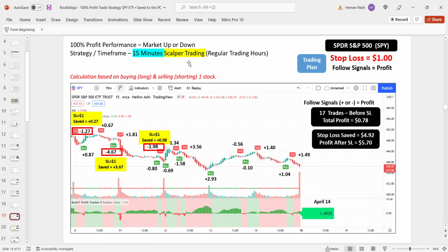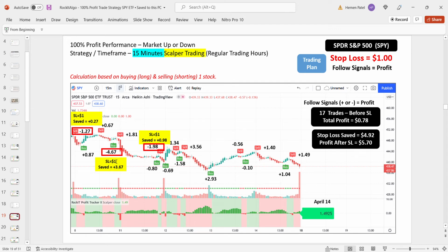Now here, 15-minute scalper. You can see 17 trades, 78 cents, and then the stop loss saved us 4.92, and that added to 78 cents, resulting in $5.70. So you can see here, a dollar is our stop loss. We saved 27 cents here because we would have closed the trade before the next signal.